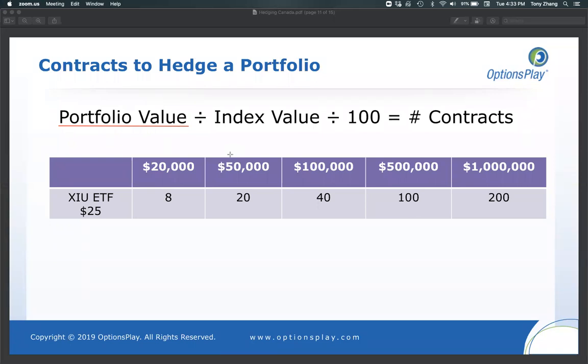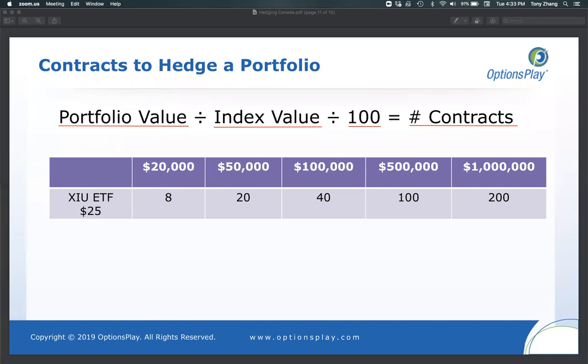So you take the portfolio value, whether it's $100,000 for the whole portfolio or the $20,000 for just your marijuana section of it. You want to take that portfolio value, divide it by the index value or the ETF value, divide that by 100, and that gives you the number of contracts that you need to trade in order to hedge your portfolio. And I just have a really simple example here of a different size portfolio, looking at XIU, which is a broad-based ETF based on the S&P TSX 60 index. It's currently trading just around $25.